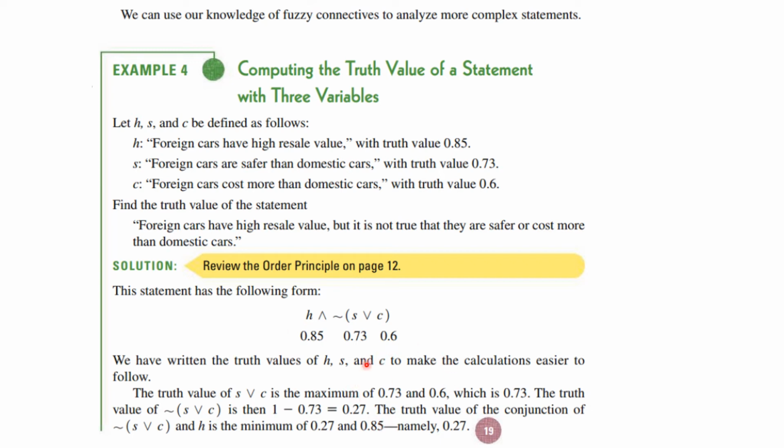So now we start inside the parentheses, and we take the maximum of 0.73 and 0.6, and that is 0.73. Then we do the negation. The negation of 0.73 is 1 minus 0.73, which is 0.27. Now we have H, which is 0.85, and 0.27, and we take the minimum of those because it's a conjunction, and the minimum is 0.27. Make sure you can do calculations of this kind.